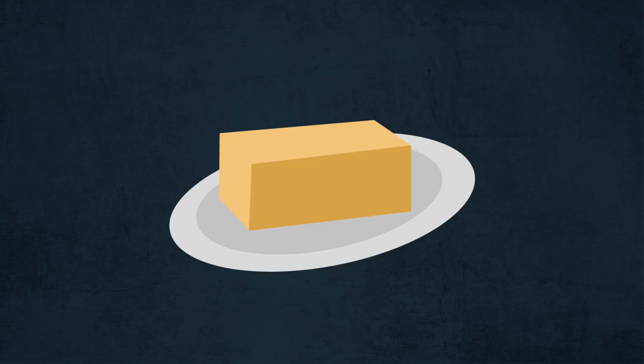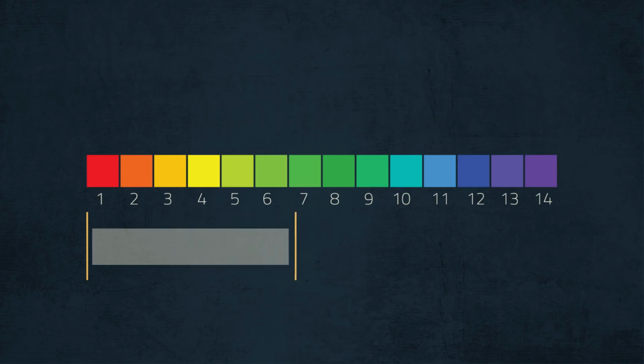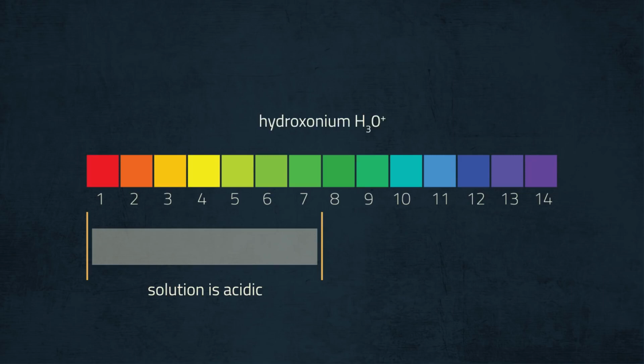The H in the pH scale denotes hydrogen. It represents the concentration of hydrogen ions in water. When the pH is lower than 7, the solution is acidic, and it is the hydrogen, or more strictly the hydroxonium ion, that makes the acids reactive.